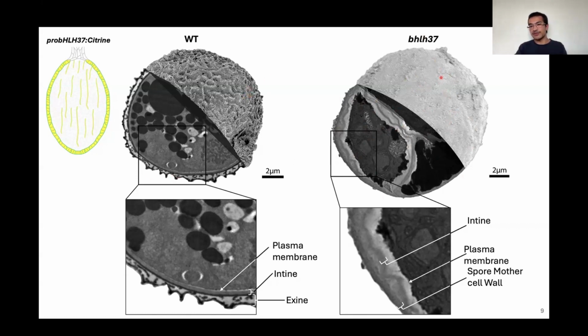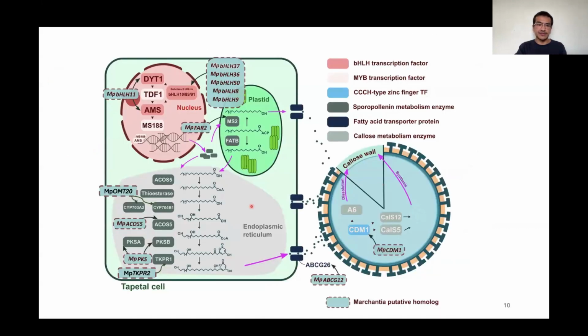In bHLH37, all the spores at maturity are still trapped in tetrad formation. And the spore exine, the thick black lines, never forms, meaning sporopollenin is completely ablated in these mutants. This study was published 2 years ago. And since then, we've looked at the transcriptome of these bHLH37 mutants, and we've additionally identified putative candidates for every single gene in the polyketide pathway of sporopollenin biosynthesis.